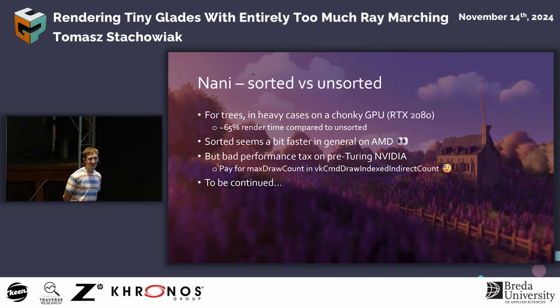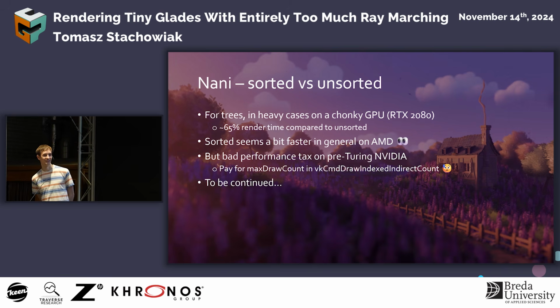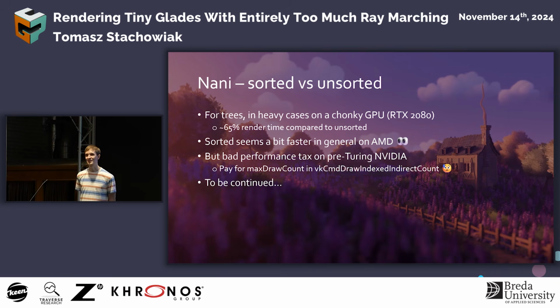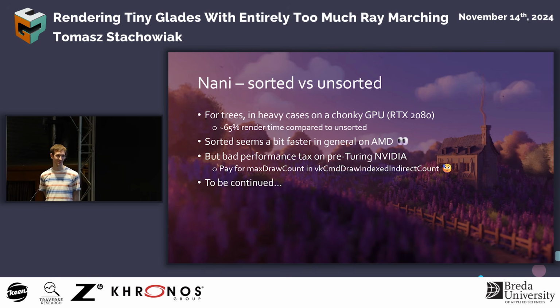And in general, it seems to be a bit faster on AMD at least, but we're still looking into it and figuring out what works best, because we discovered that pre-Turing NVIDIA cards actually have a pretty bad tax on the indirect count, because you have to provide the maximum number you can provide, and it seems to just spam the command processor of the GPU, and you end up paying a pretty hefty tax. And you look at the GPU profiler, and it's just sitting there and sleeping. So still figuring out the best approach here.